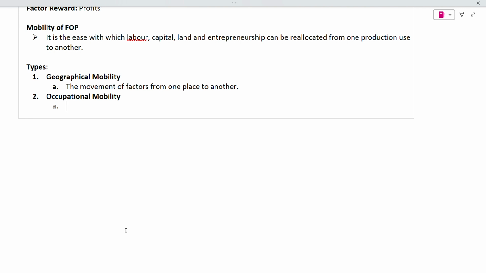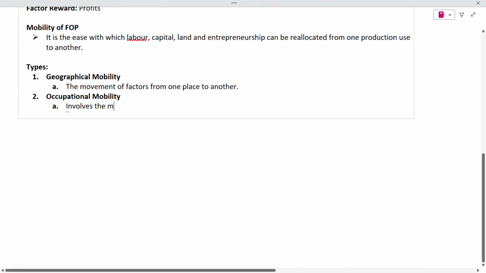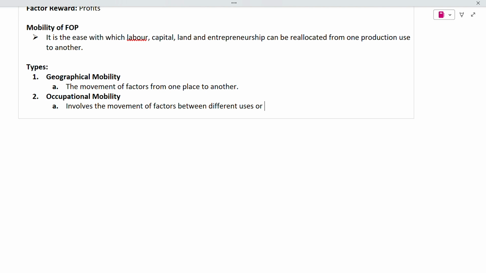Usually, labor is more mobile than capital and land, because moving land is difficult and moving capital is also difficult. So land and capital have a lower geographical mobility, but labor usually has a higher geographical mobility. Moving on, when we talk about occupational mobility, it involves the movement of factors between different uses or industries, right?